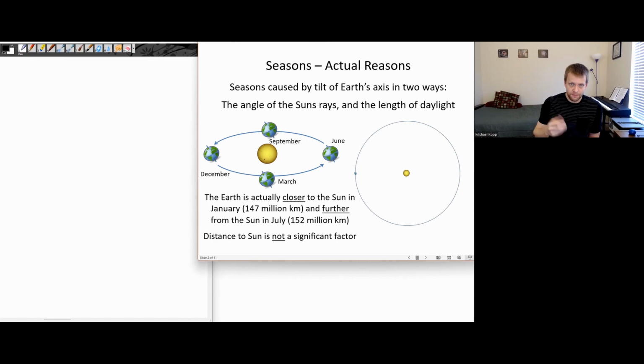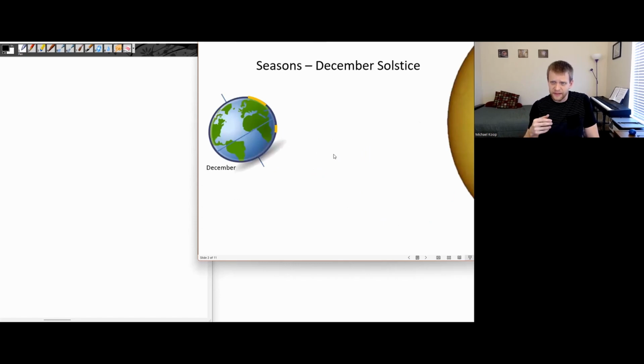And from that perspective on the Earth, it affects how much time the Sun is above the horizon, or how much time the Sun is below the horizon. So the length of daylight. So let's try this in a couple of different ways. Let's start by thinking about the December solstice.